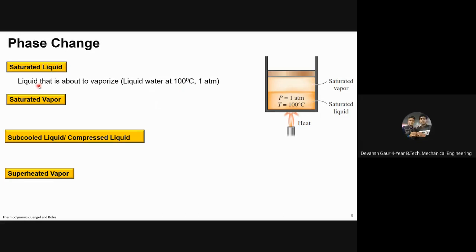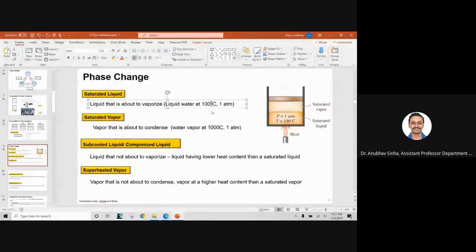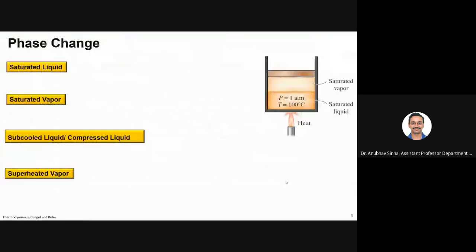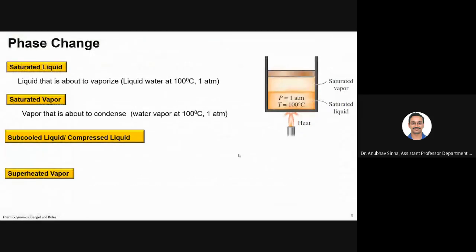Okay, similarly, I can define saturated vapor. So vapor which is about to condense, it is just evaporated. Or again, same mistake I've done here, so let me correct it. Yeah, this is because of font. So water vapor at 100 degrees Celsius, 1 atmosphere, which is just evaporated.